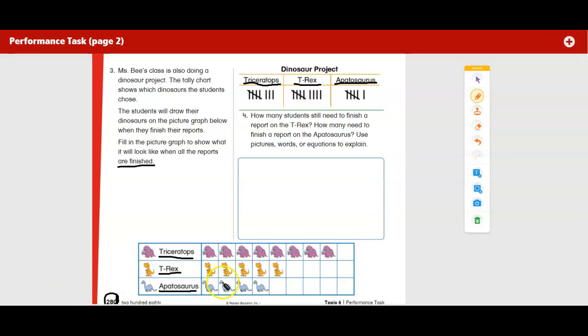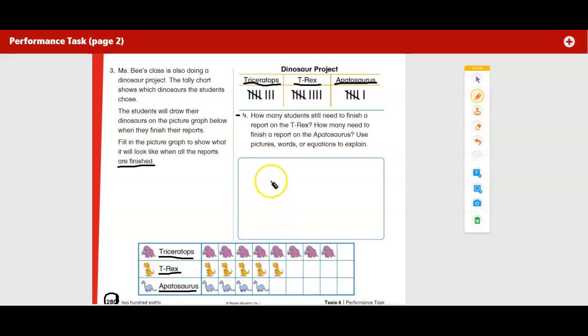Once you have completed filling in the picture graph for number 3, number 4 says how many students still need to finish a report on the T-Rex? How many students need to finish a report on the Apatosaurus? To answer number 4, you will have to look at your completed picture graph and count how many spaces you had to fill in for the T-Rex and how many spaces you had to fill in for the Apatosaurus.